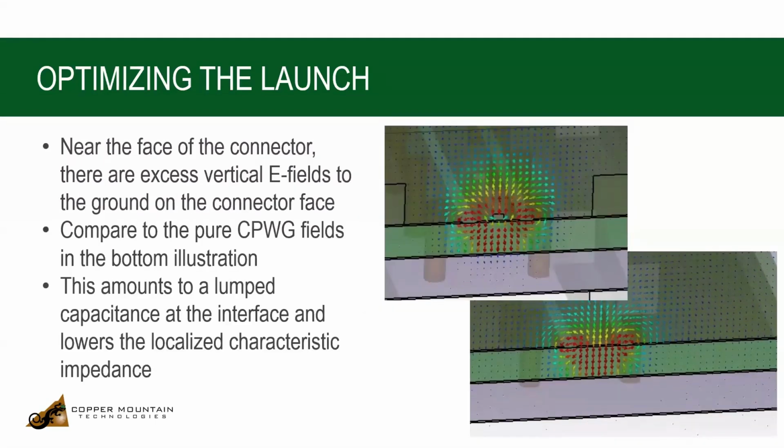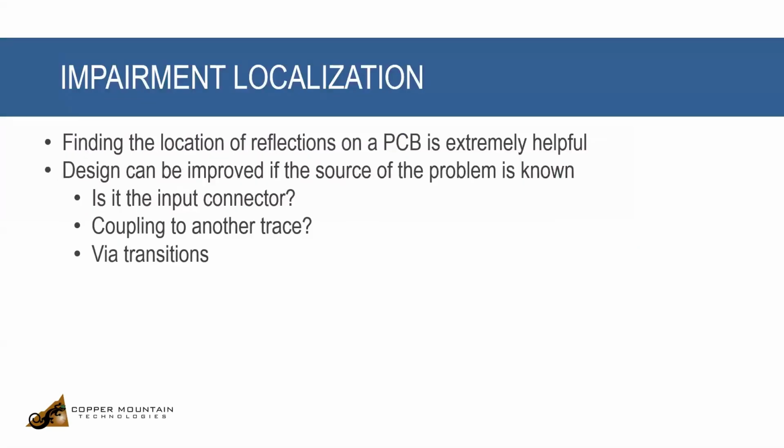Near the face of the connector, there are these excess fields. You can see that right up against the connector, the heart shape is distorted, and it looks partly radial upward, and it still has kind of the heart shape of the later pattern which develops. So this amounts to a lumped capacitance basically at the interface, and it lowers the characteristic impedance at that point. Finding the locations of reflections on a PC board is extremely helpful, and the design can be improved if the source of the problem is well known.